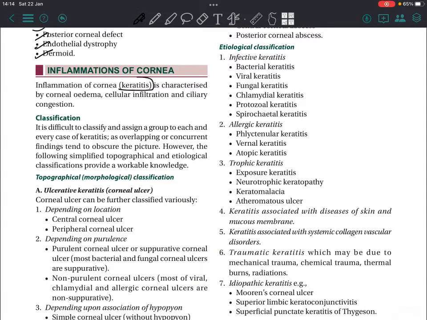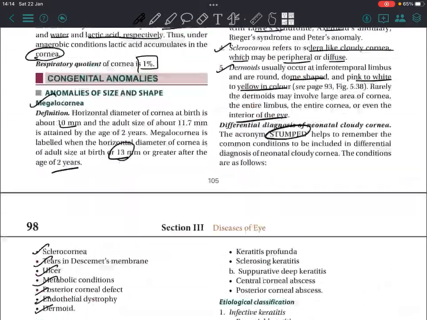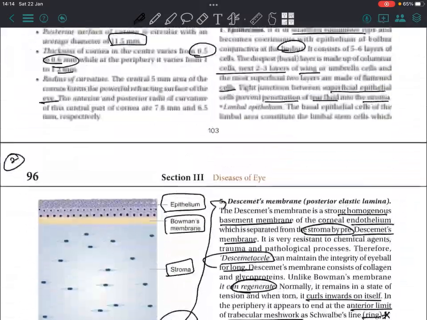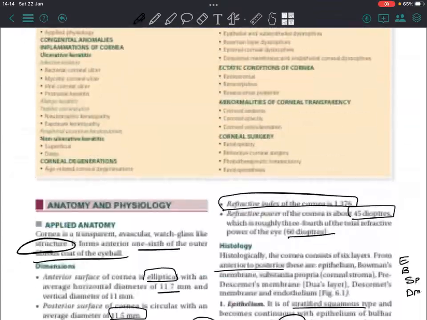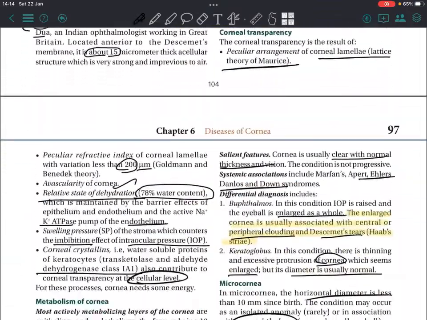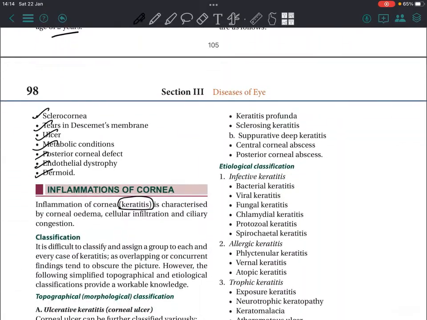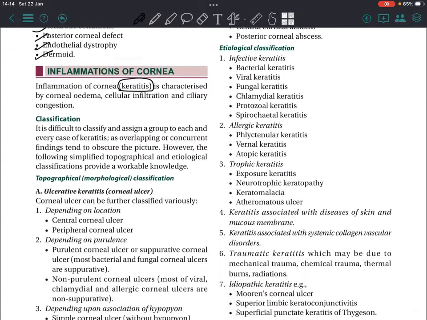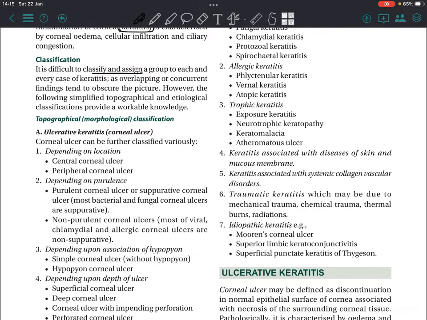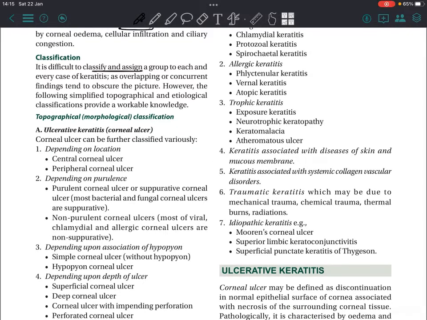Classification. Inflammation of the cornea is known as keratitis. It is very difficult to classify and assign a group to each and every case of keratitis, as overlapping or concurrent findings tend to obscure the picture.